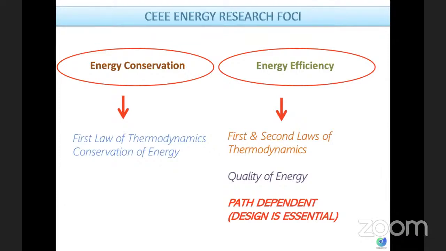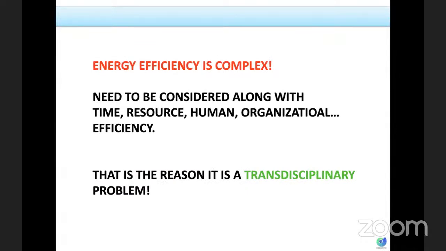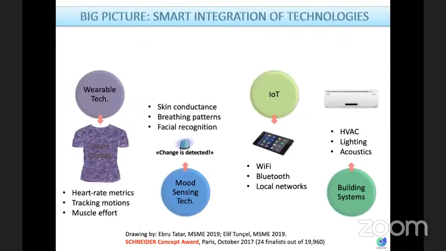So we have to look at the quality of the energy and how we can minimize energy density. It's used a lot, and it's confused a lot with energy conservation or energy savings, but energy efficiency is quite different. We need to consider it as a transdisciplinary problem, along with time, resource, human, and organizational efficiency. Just an example, a big problem.